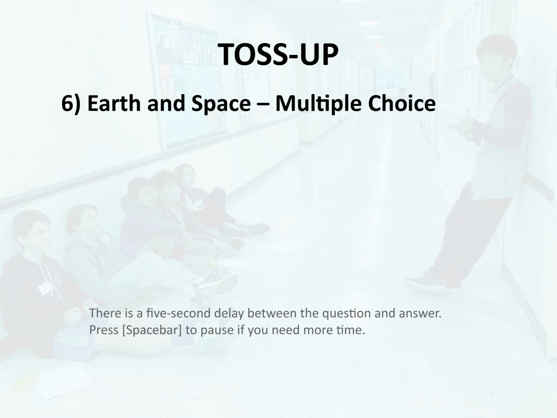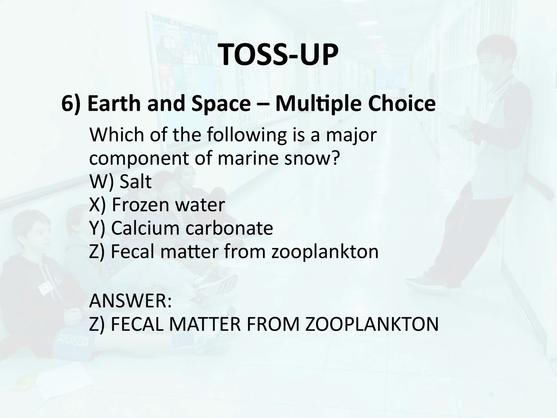Toss-up 6. Earth and space, multiple choice. Which of the following is a major component of marine snow? W. Salt. X. Frozen water. Y. Calcium carbonate. Z. Fecal matter from zooplankton. Answer: Z. Fecal matter from zooplankton.